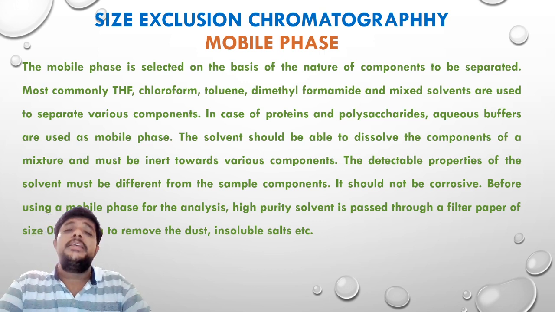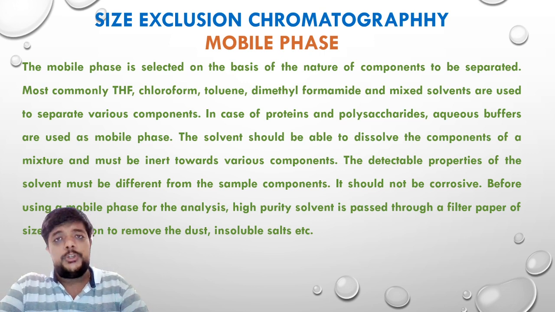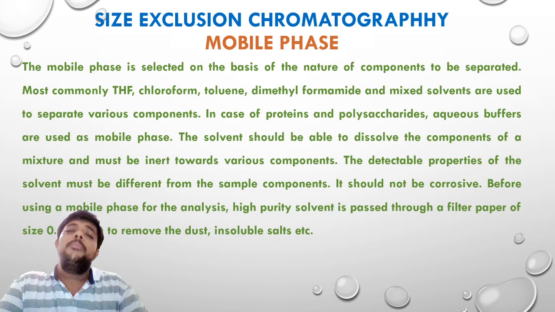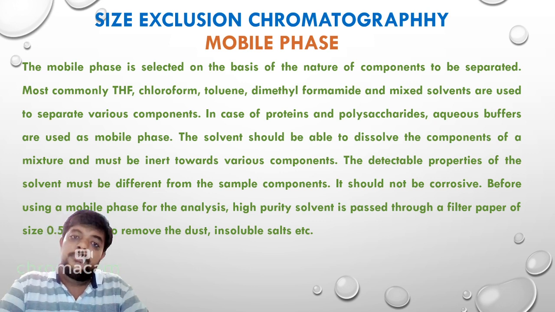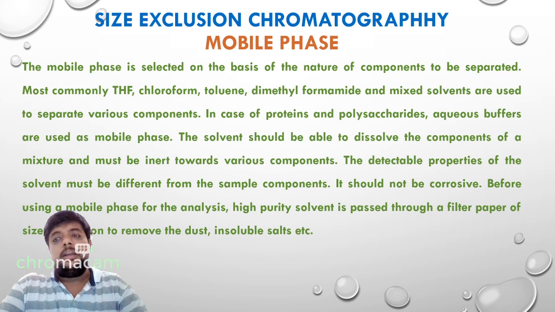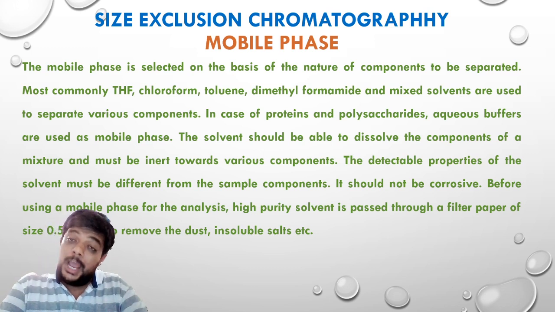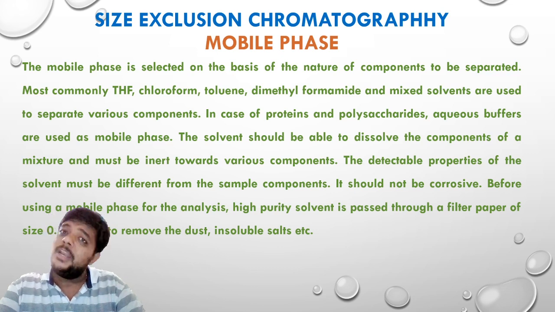The mobile phase is selected on the basis of the nature of components to be separated. Most commonly THF, that is tetrahydrofuran, chloroform, toluene, dimethylformamide and mixed solvents are used to separate various components. In case of proteins and polysaccharides, aqueous buffers are used as mobile phase. Phosphate buffer is an aqueous buffer.